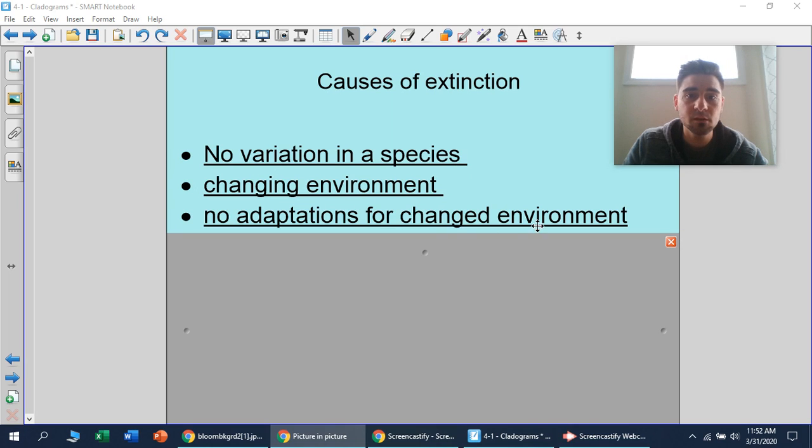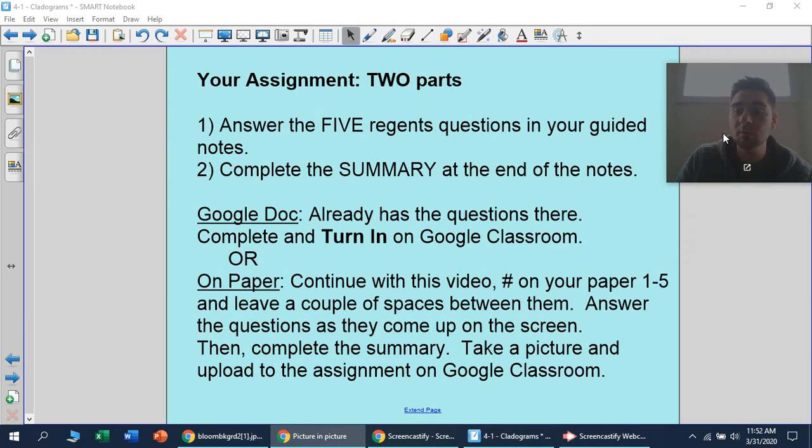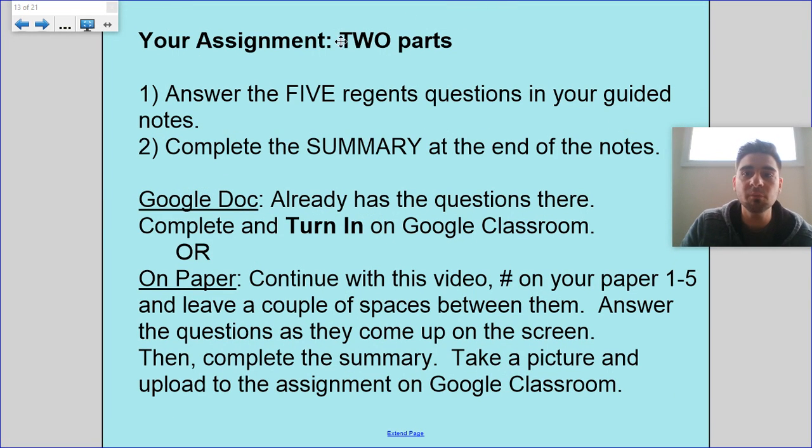Okay. All righty. Okay, so that's really about it for these notes. So we're going to do a recap in a moment, but first let's look at your assignment. So we have two parts here. First of all, make sure you finish the guided notes along this way. What I want you to do is answer 5 regions questions and then complete a summary. Now, if you're doing this in the Google Doc, all of this is already there. Just complete it and turn it in Google Classroom. If you're choosing to do this on paper, that's fine. In the end, just take a picture of your notes and upload that picture to this assignment.